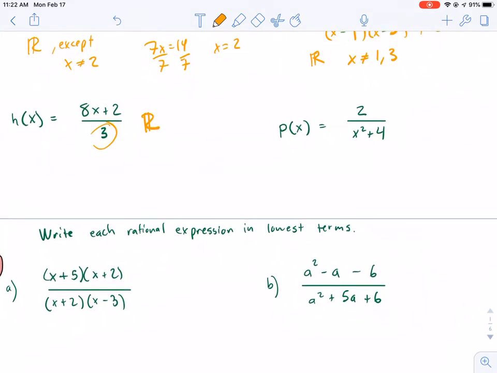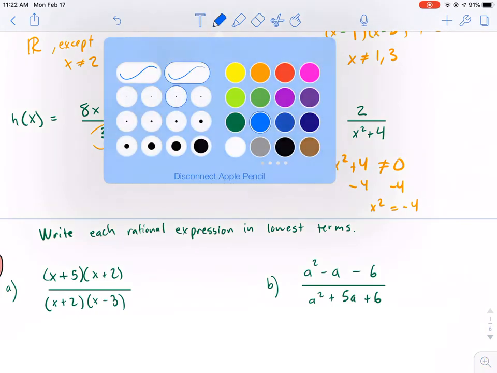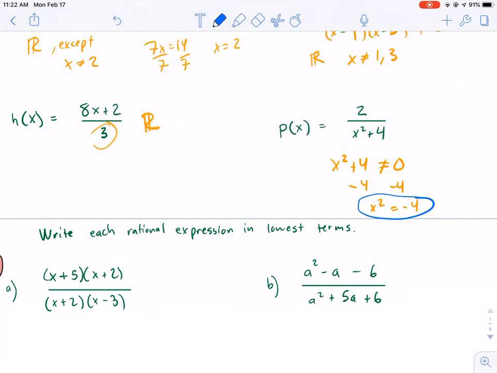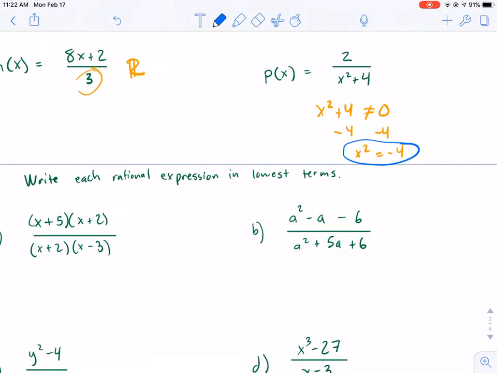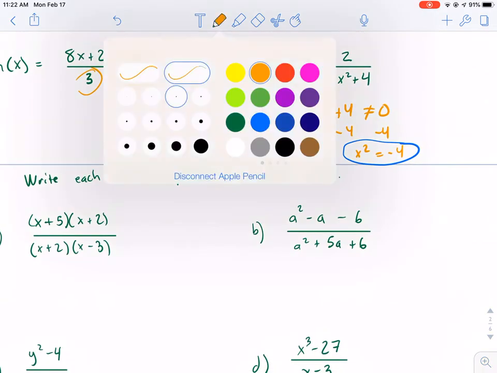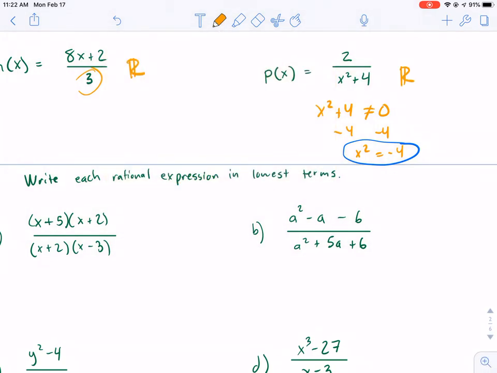P of x. The denominator, we have x squared plus 4. We cannot have that equal to 0. So we need to solve for x. We subtract 4, we get x squared equals negative 4. And as you can see here, there are no real numbers where this is the case. You're going to have imaginary numbers, but there's no real numbers where that's going to be true. So this one also is all real numbers.